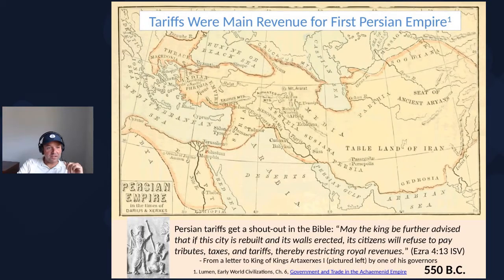Fast forwarding here to the first Persian Empire, founded by Cyrus the Great in 550 BC. So, same region, thousands of years on. Tariffs are still the main source of revenue for the first Persian Empire. They even get a shout out in the Bible in Ezra 4:13. There's a letter from a governor in the empire. He's worrying about tariff collection. So that's pretty cool, specifically.